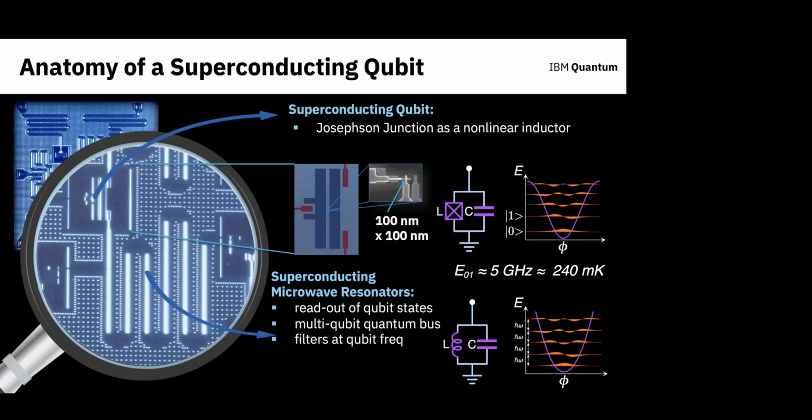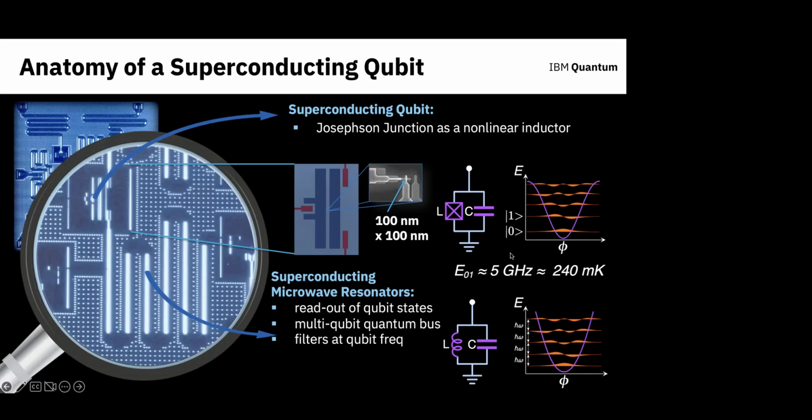There's a natural spread to these frequencies because the microscopic details of these Josephson junctions differ from qubit to qubit. So the critical currents vary, and that means the frequencies vary, which is actually a good thing. We need the frequencies to vary, and you'll see why on another slide.